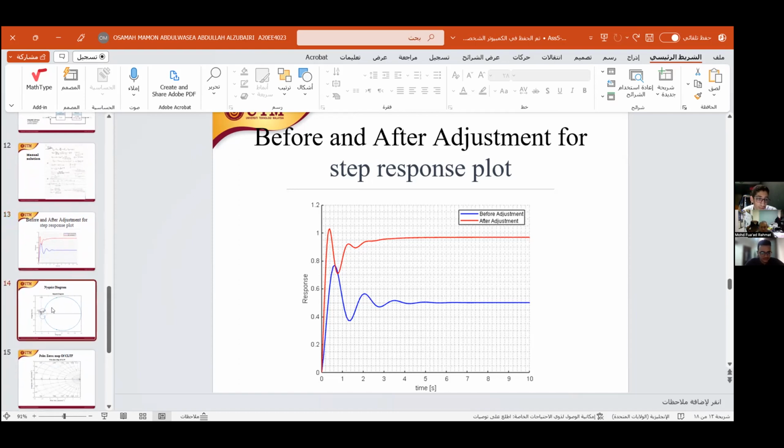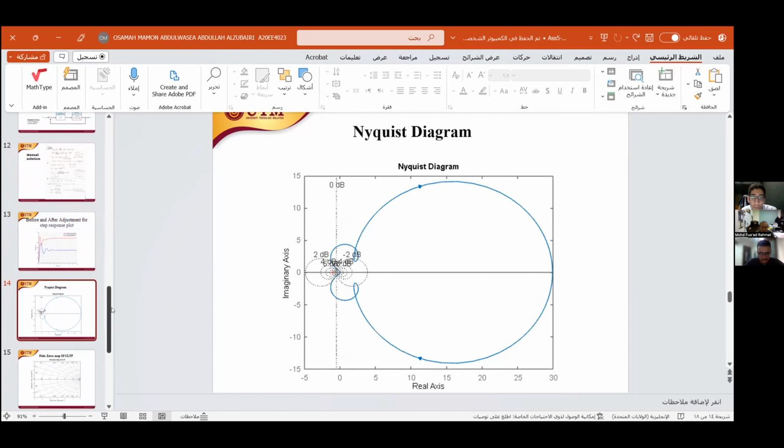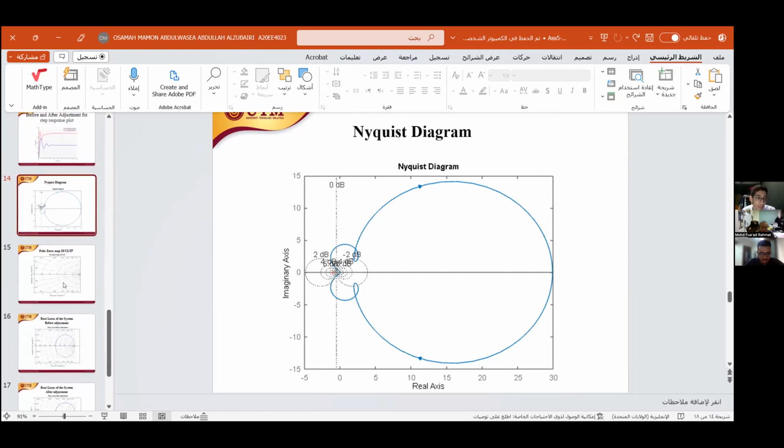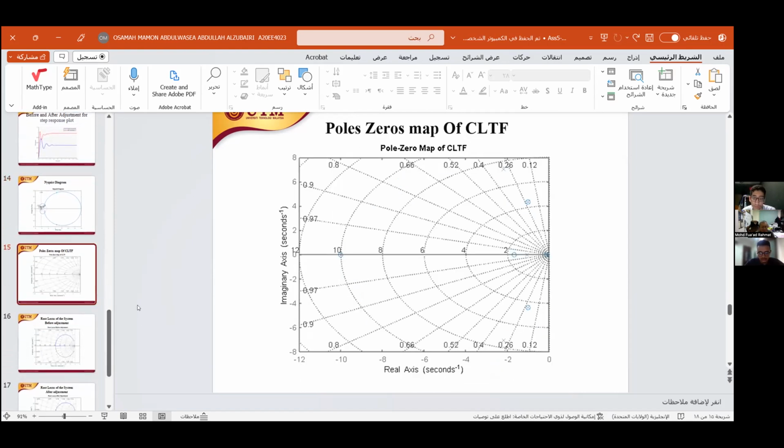Okay, continue. Here we have the quiz diagram. No need, delete this one. Okay, go down. Delete this one. Next. This is the point 0. Next.